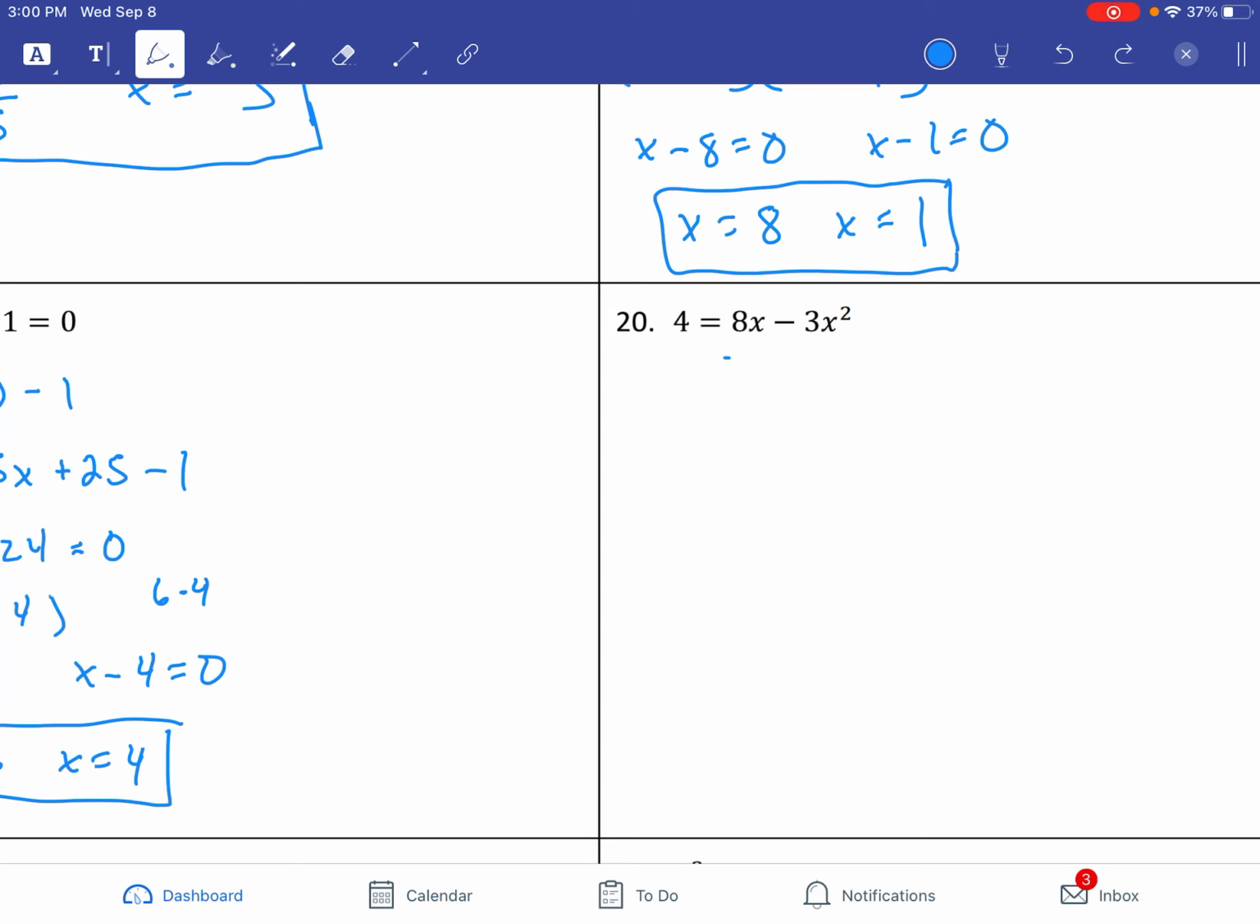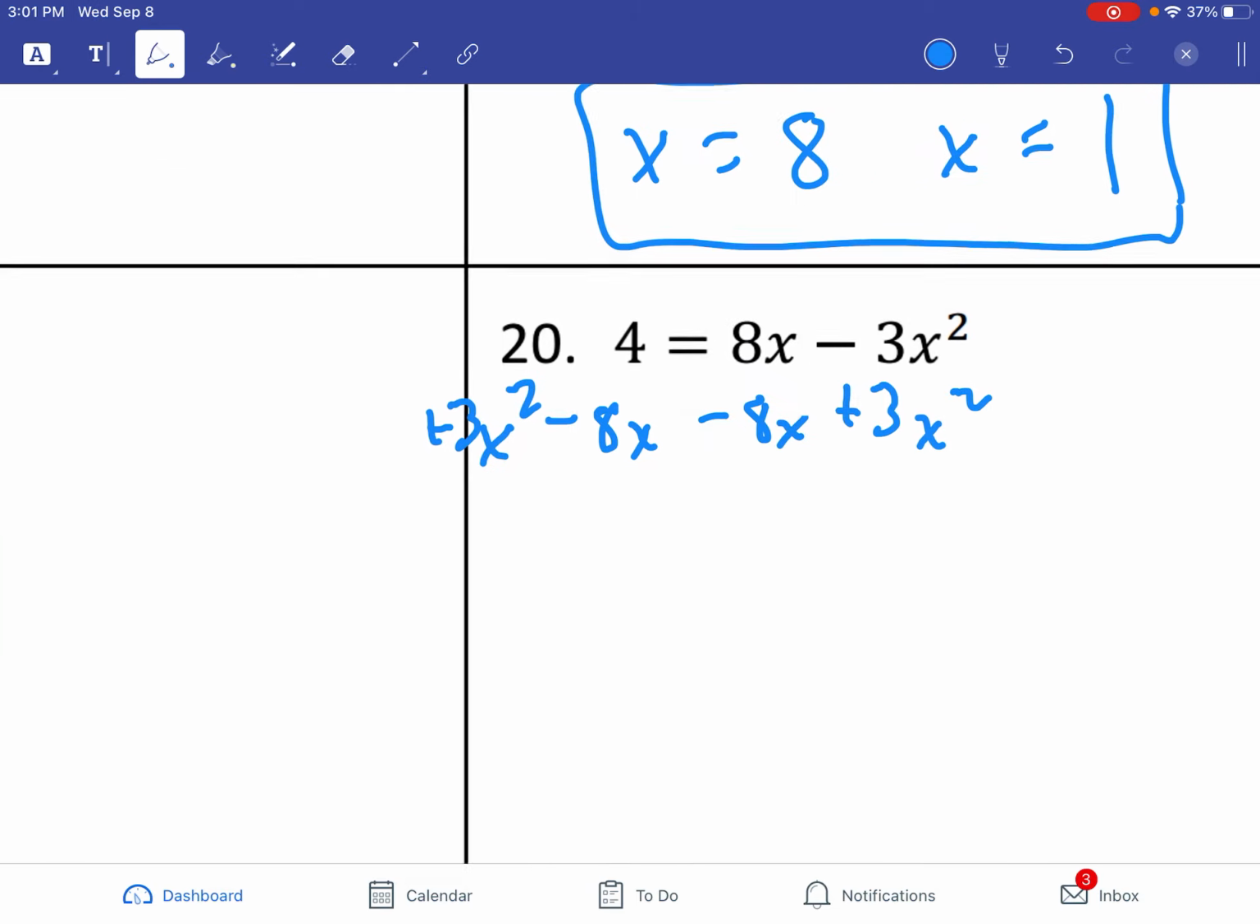I'm going to do that by subtracting 8x to the left and adding 3x squared to the left as well. Okay, so I will have 3x squared minus 8x plus 4. The reason I did that is because I don't want this term to have a negative sign. That negative sign in front of the 3 is why I moved everything to the left. Okay, now it's positive, and now it's easier to solve. Set it equal to 0.